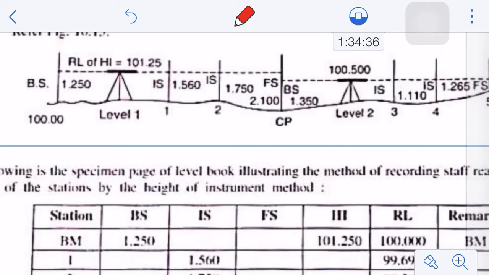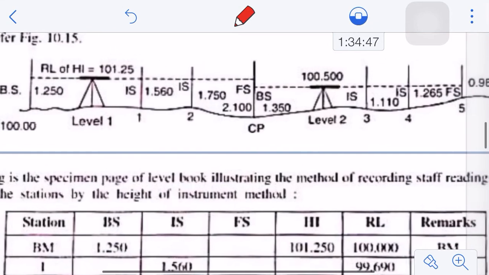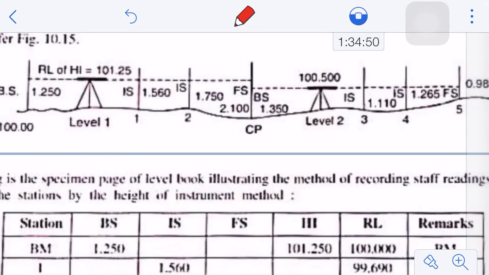Similarly for the RL of station 2 and the RL of the change point. Why is this point termed a change point and not any other name of station? Because you are going to shift your instrument from this point to another one, right? So after this you will place your instrument from level 1 position to level 2 position, and you will find your height of instrument again for this new position of the instrument.